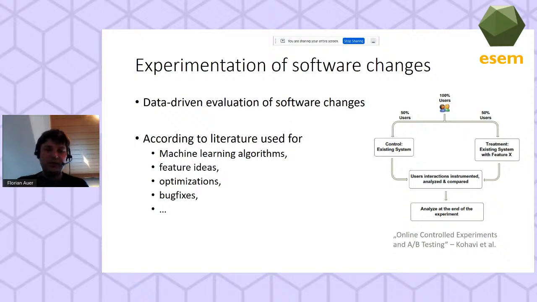This type of experimentation is used in many areas according to literature. So from evaluation of small bug fixes, over optimization of configurations, trying out feature ideas, or improving machine learning algorithms. It expanded also the area of testing largely and enabled testing for software like machine learning that was previously almost not possible with the traditional techniques.